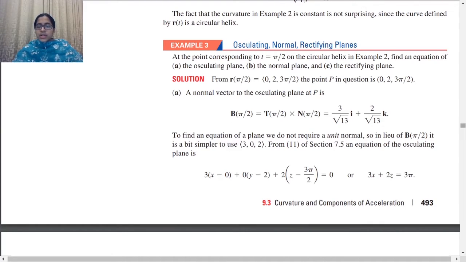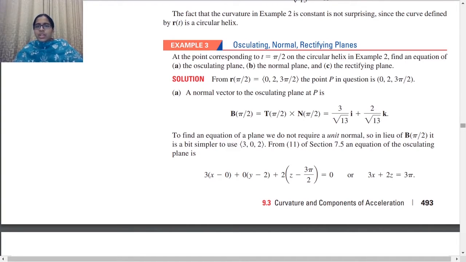So in this case we are considering the osculating plane, that is the plane containing T and N, and B is normal to this plane. So using the normal vector and the point P, we are going to find the equation of the osculating plane. So the point P is (0, 2, 3 pi by 2), and B(pi by 2) is 3 by root 13 i plus 2 by root 13 k.